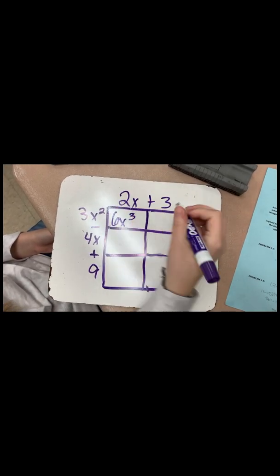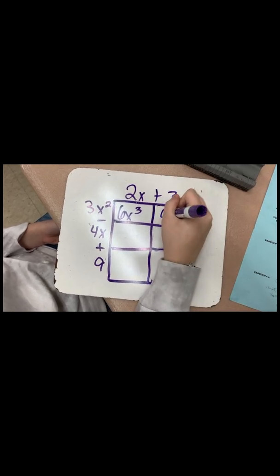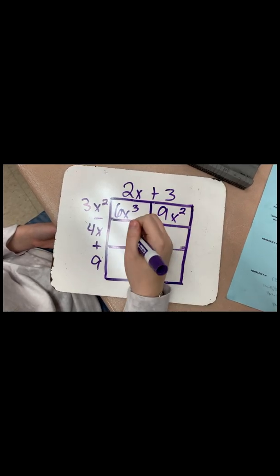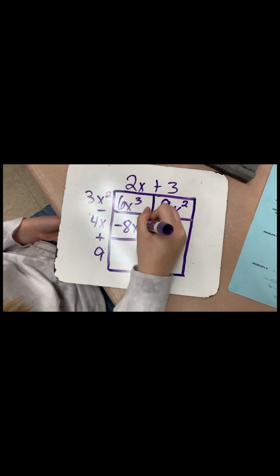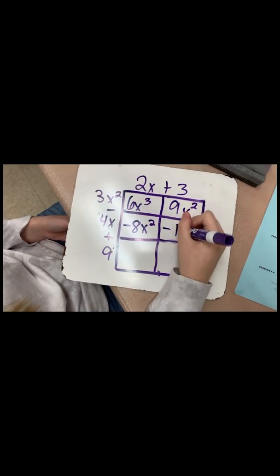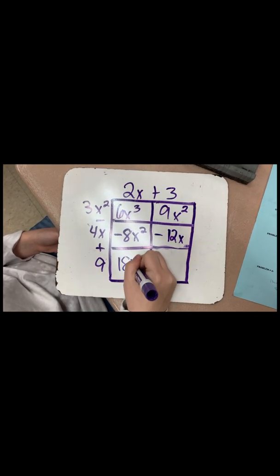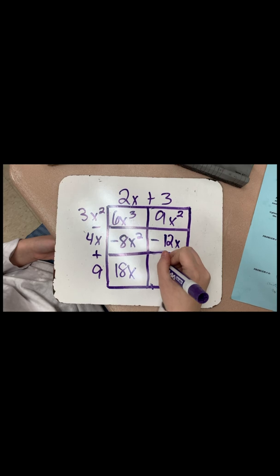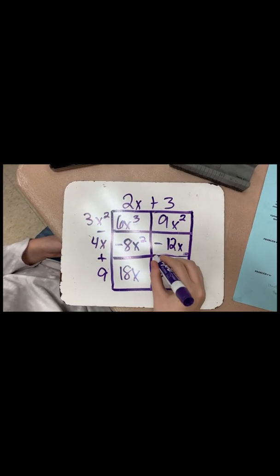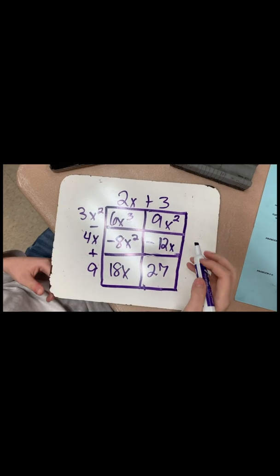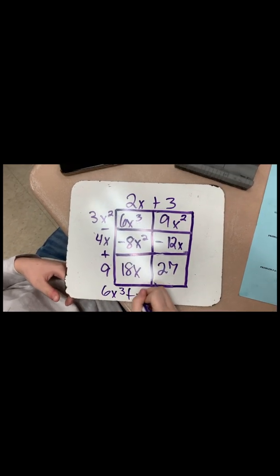After lining up your terms, you have to find the dimensions of the box. Lastly, you combine your like terms to get your final answer.